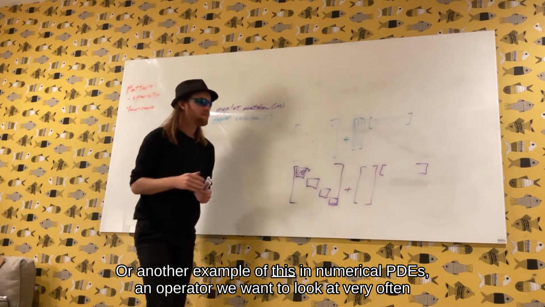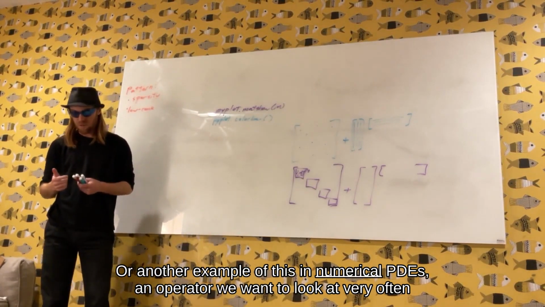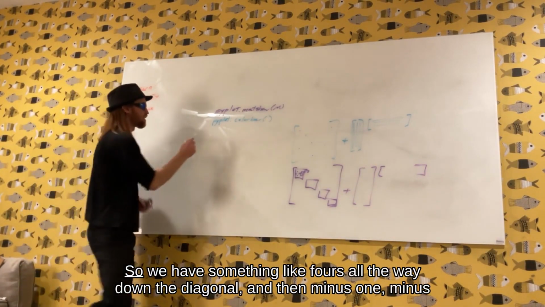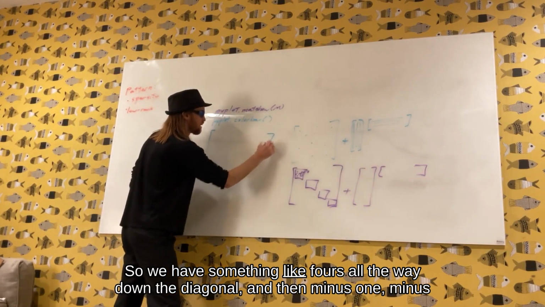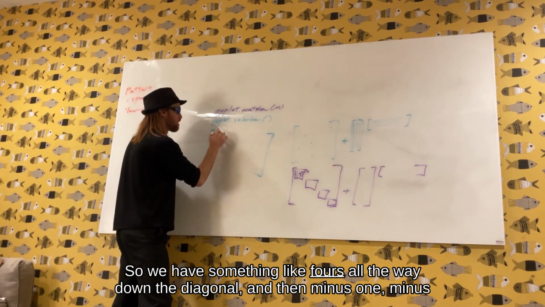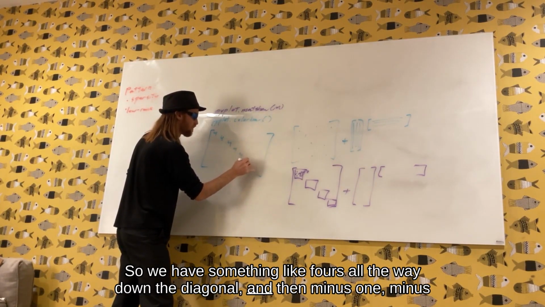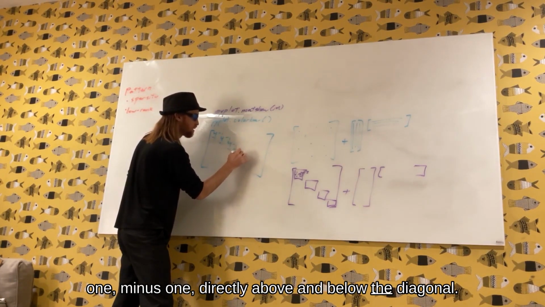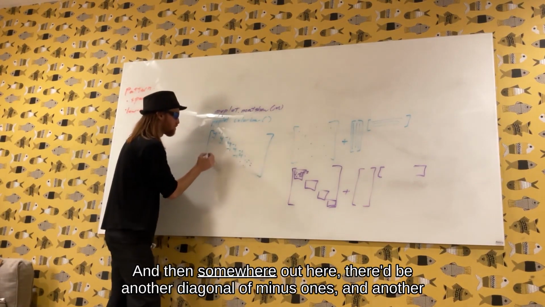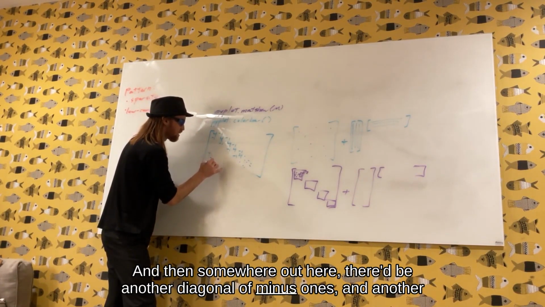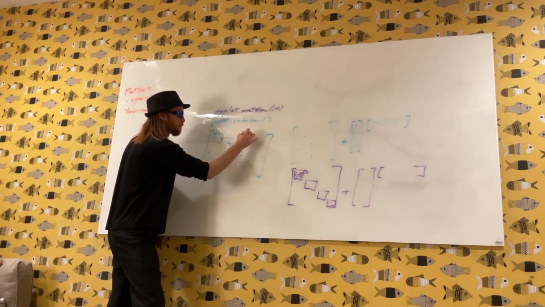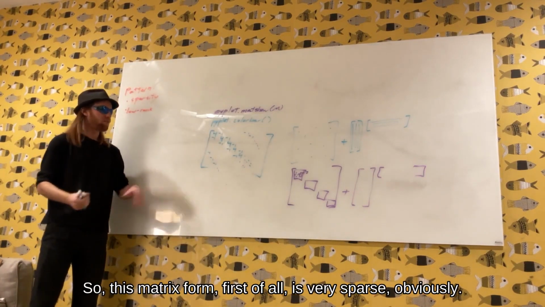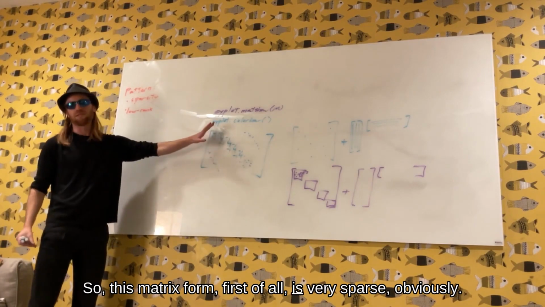Another example of this, in numerical PDEs, is an operator we want to look at very often, the Laplacian operator. You have something like 4 all the way down the diagonal, and then -1 directly above and below the diagonal. Then somewhere out here there'd be another diagonal of -1s, and another one opposite. So this matrix form, first of all, is very sparse, obviously.